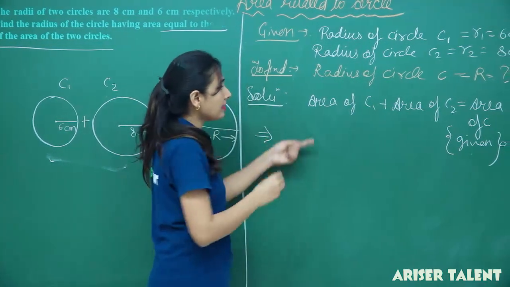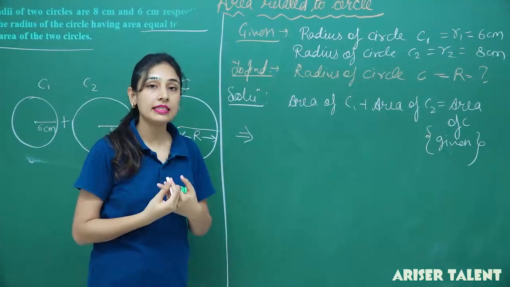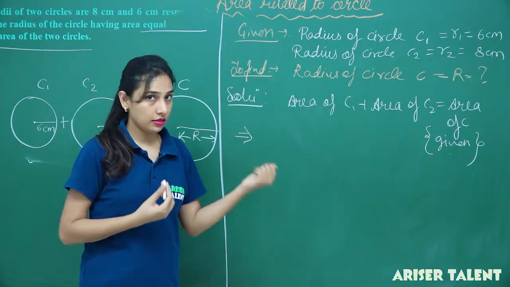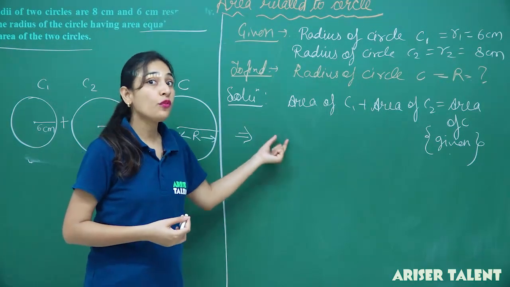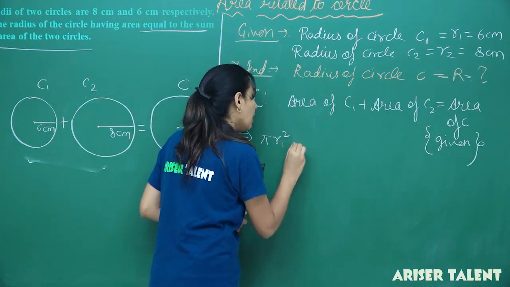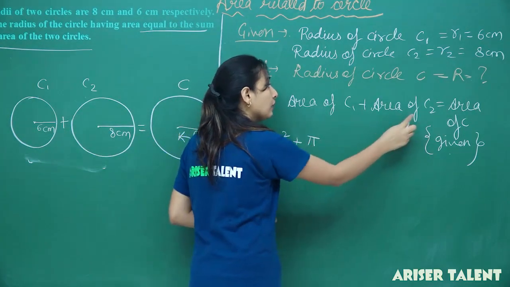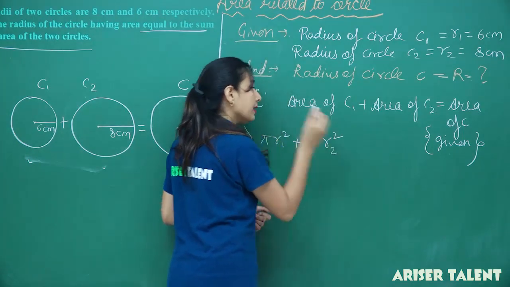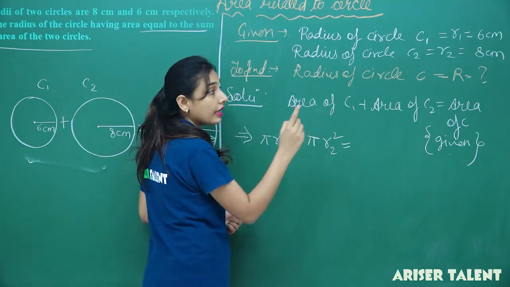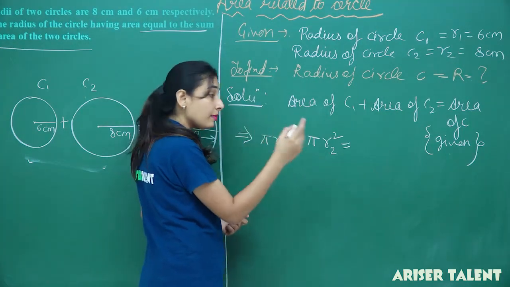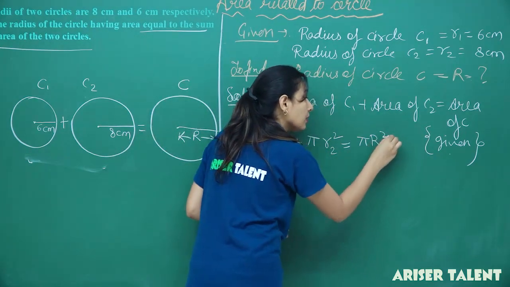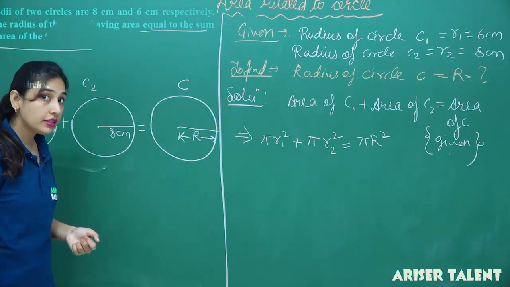That implies area of C1. Area of any circle equals what? Pi r square. Now, pi is pi and the radius for the first circle is r1. So, it will be pi r1 square, plus the area of the C2 circle, pi r2 square. Simple, students. Now, that will be equal to the area of C. That will be pi capital R square. We have assumed this radius, pi R square.